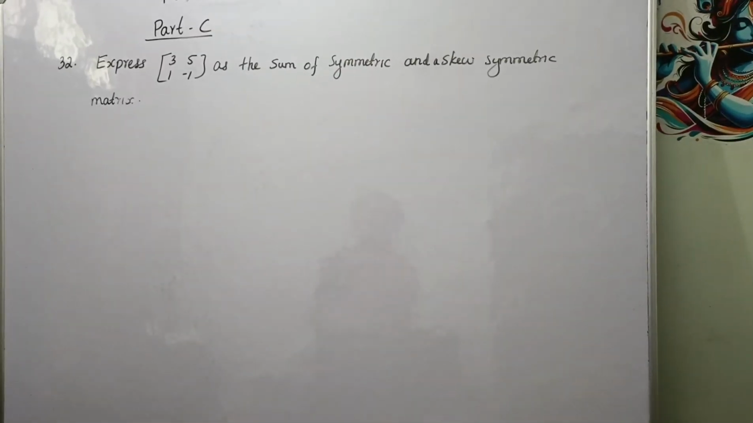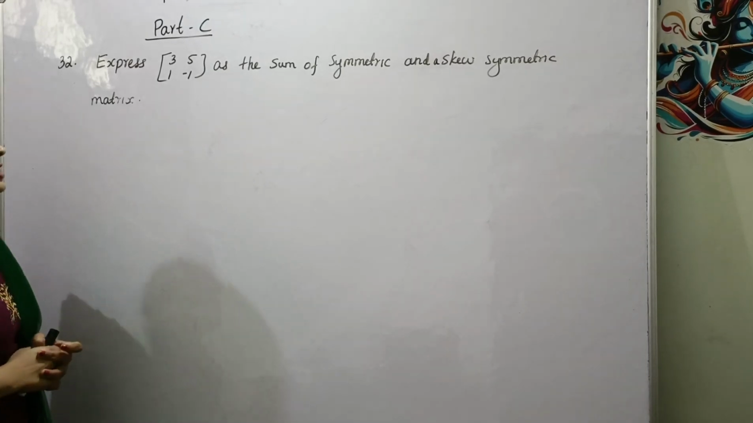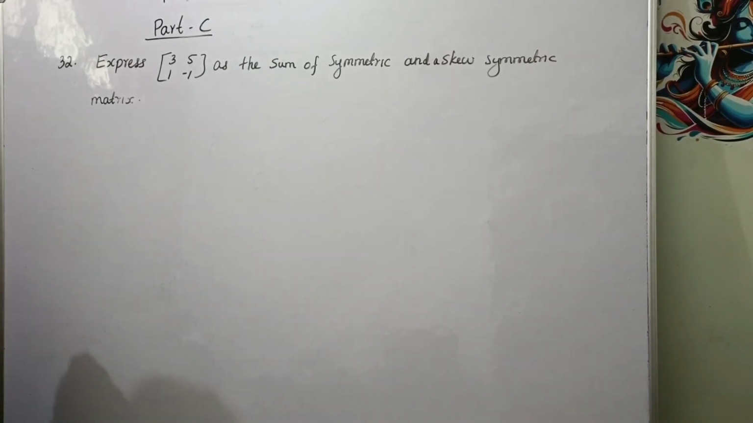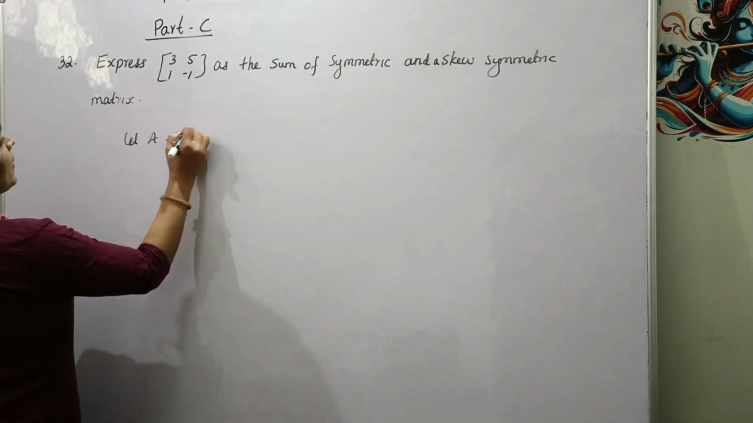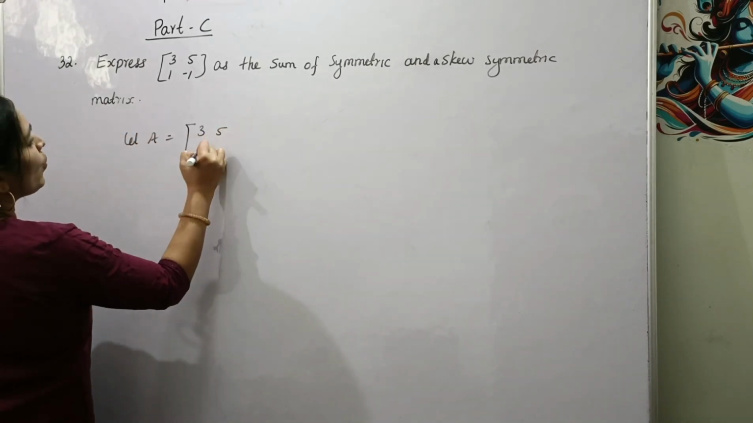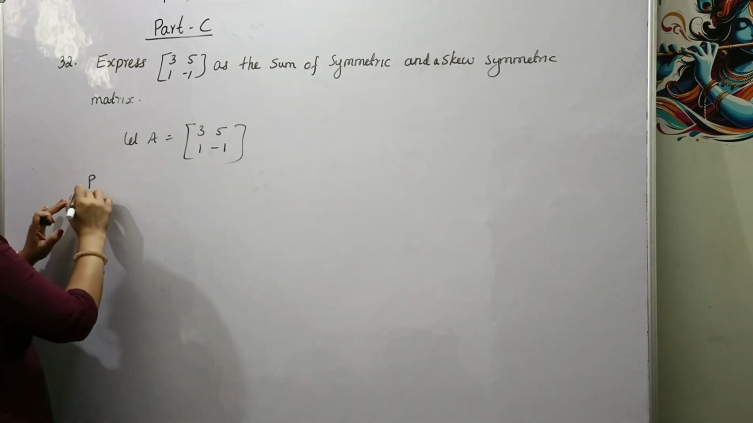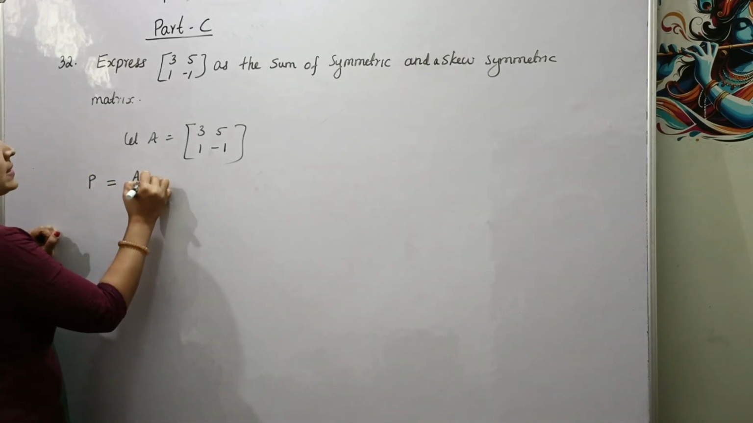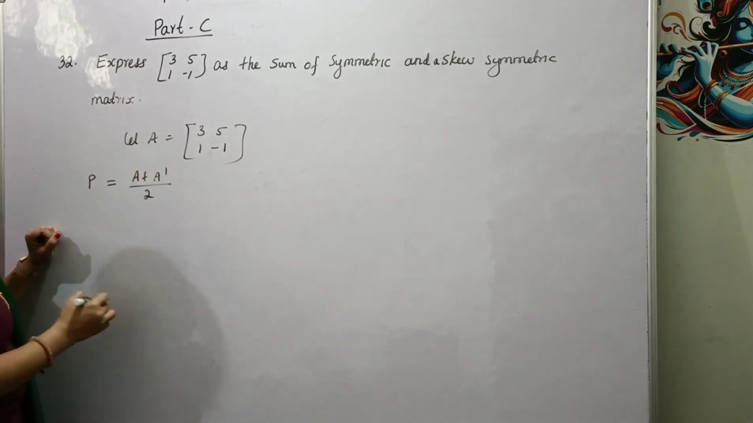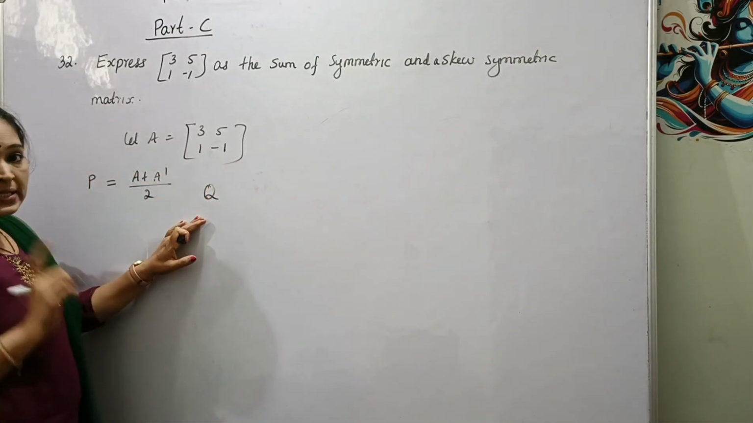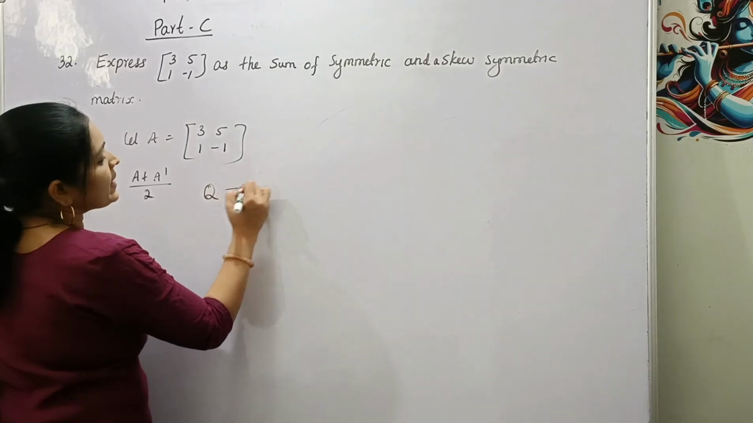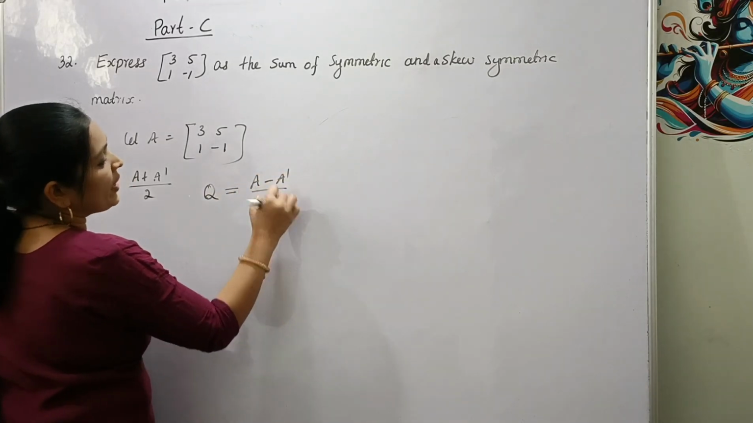Next question is, express the matrix 3, 5, 1, minus 1 as the sum of a symmetric and a skew symmetric matrix. So let A be the given matrix 3, 5, 1, minus 1. Here we have to write the given matrix as the sum of a symmetric and a skew symmetric matrix. And we know that, let P be the symmetric matrix, P is equal to A plus A transpose divided by 2. And Q be the skew symmetric matrix, that is equal to A minus A transpose divided by 2.